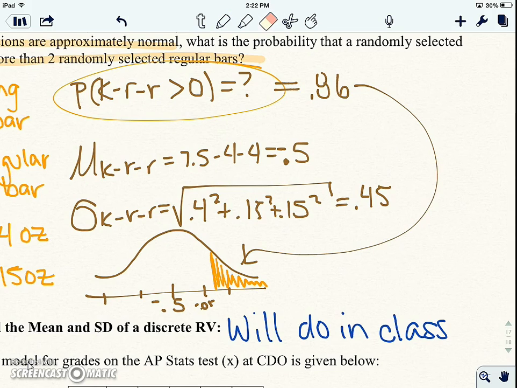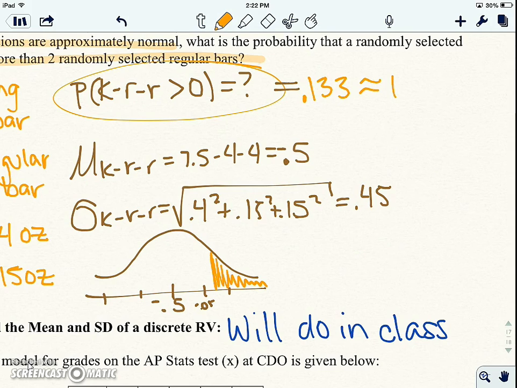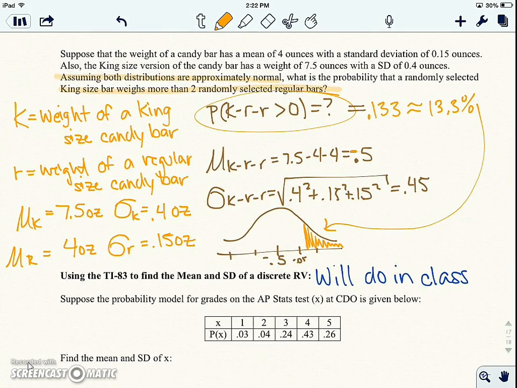So when I put the new one in the calculator, instead of getting 86%, I actually got about 0.133, or approximately 13.3%, which matches my picture better. And the only difference was that I had lost this little negative sign. Again, that's another benefit to drawing the picture, is I realized that 86% didn't match my picture at all, and that I'd made a slight error. So the probability of grabbing a random king size bar and 2 randomly selected regular bars, and the difference of the king size minus the random being greater than 0 is about 13.3%.